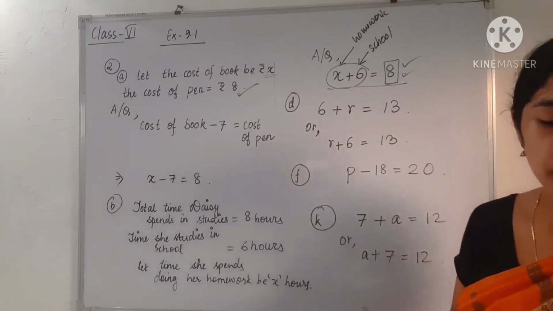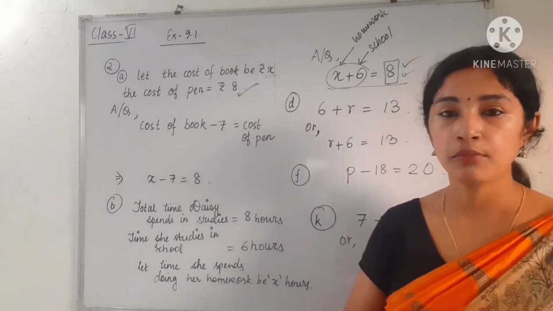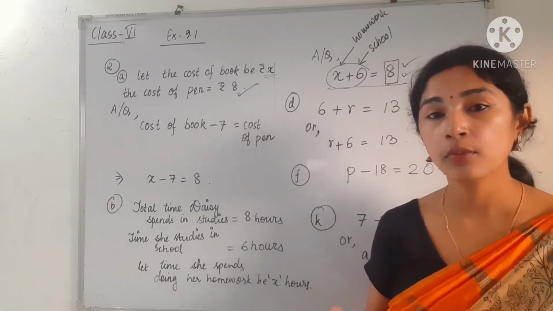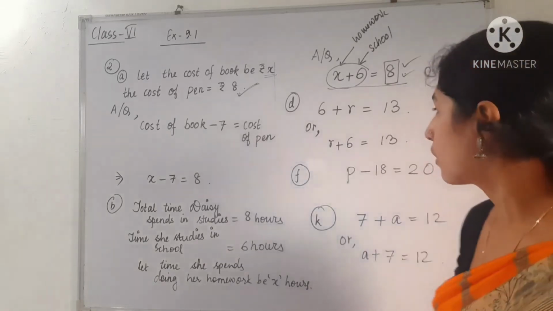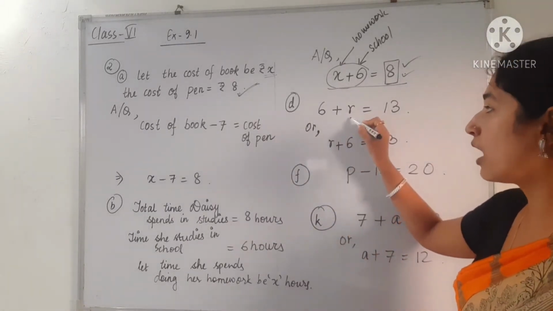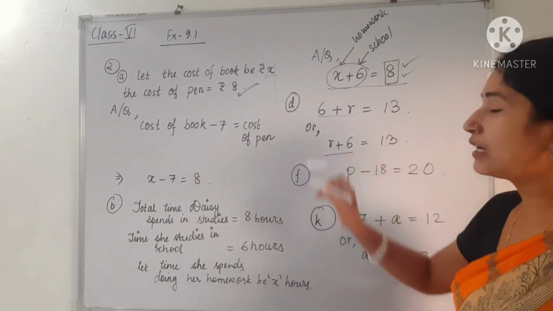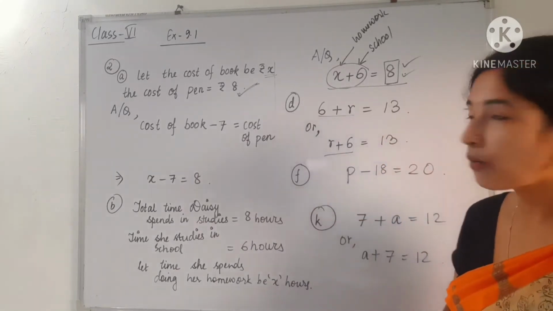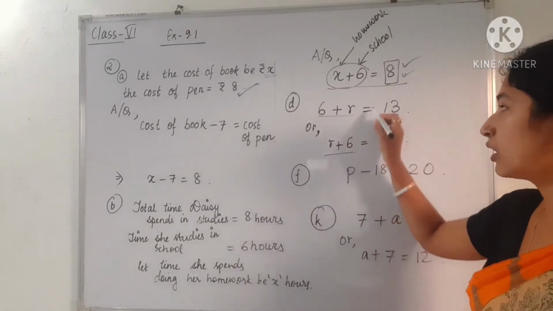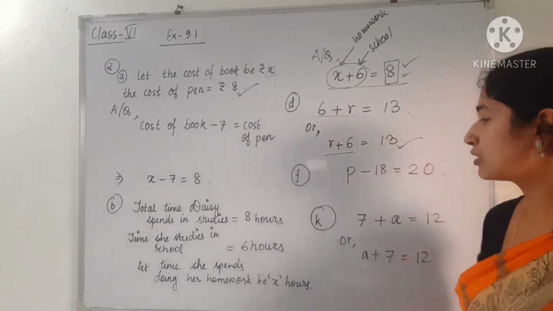6 more than a number r is 13. That means when we add 6 to a number r, then we will get 13, that is equal to 13. So according to this condition, we can write 6 is added to r, or you can write r plus 6. Already we know that addition satisfies the commutative property, so we can write it like this also, equal to 13. So this is the algebraic equation.